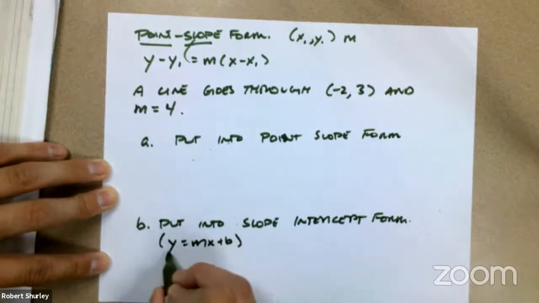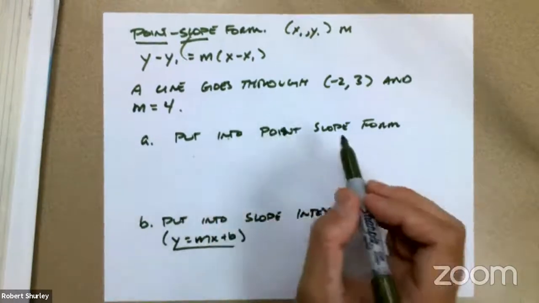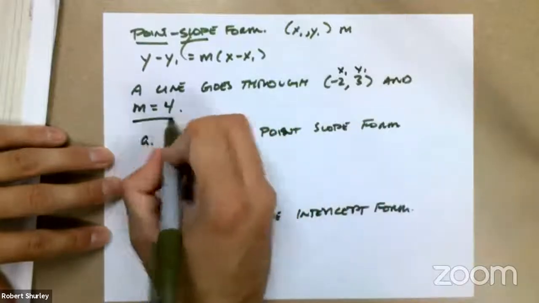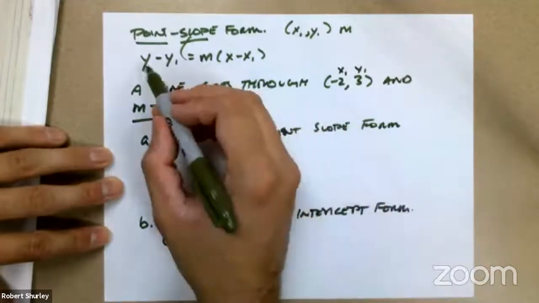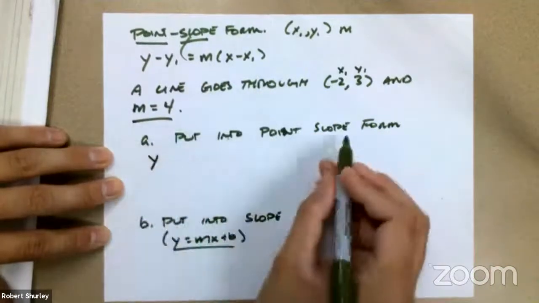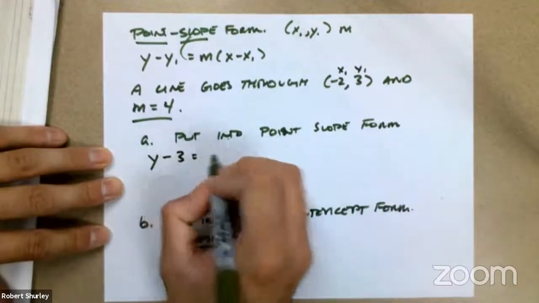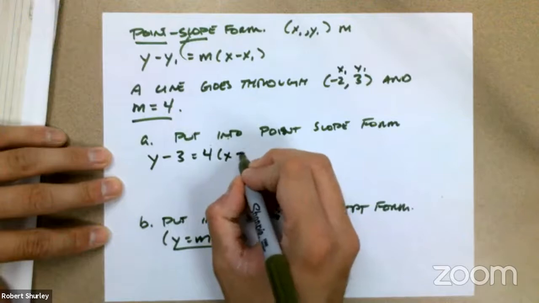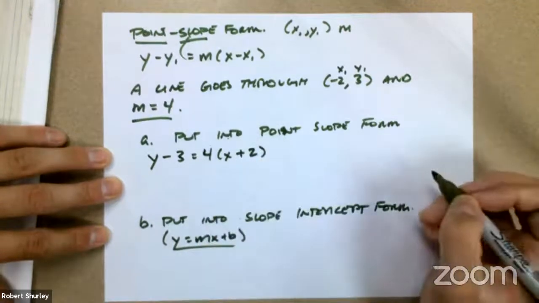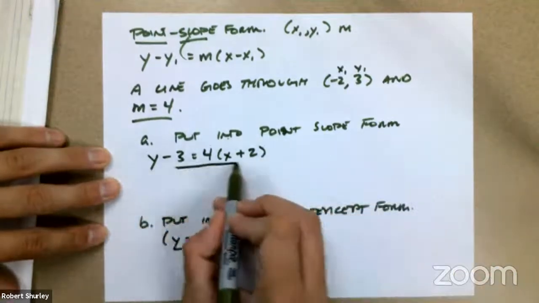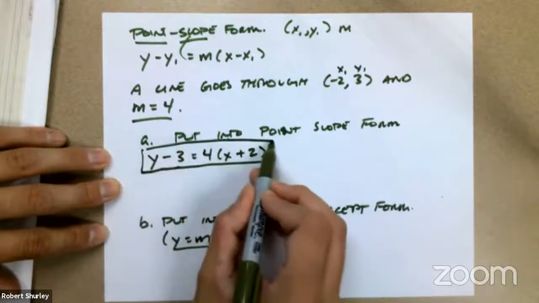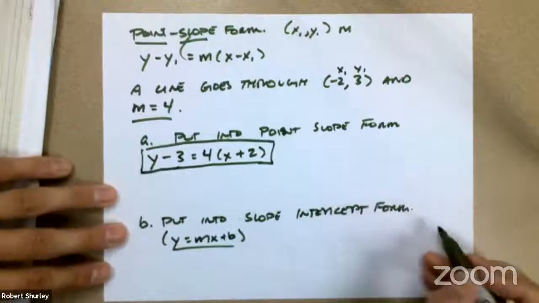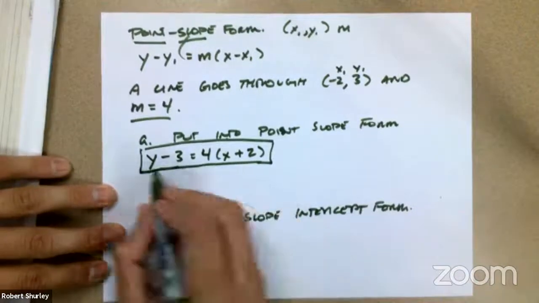It's really the most common equation. So to put it in point slope form, this is our x1 and our y1. We know our slope is m equals 4. So we're going to pop it into this equation: y minus 3 equals 4 times x minus negative 2. So it winds up being x plus 2. There's my point slope form. Very straightforward.